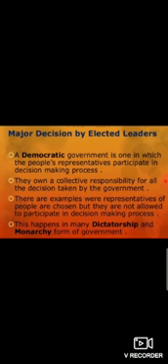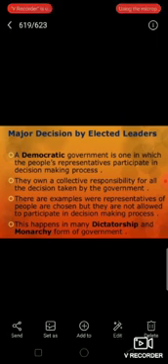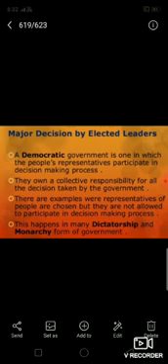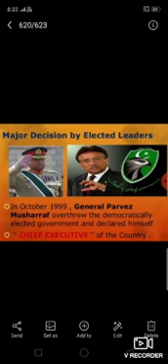Now students, this we will understand with the help of one example. We will see the case study from Pakistan where the government does not take collective responsibility for all the decisions taken, where representatives of people are chosen but they are not allowed to participate in the decision making process. Now students, major decisions by elected leaders. We study with the help of a case study.